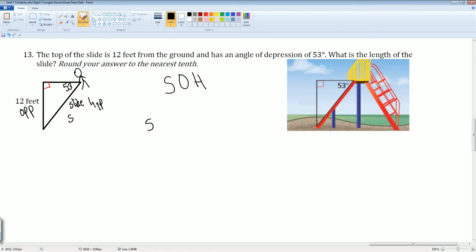I can write sine of 53 degrees is equal to opposite, which is 12, divided by hypotenuse, which is S. I'm trying to get S alone, so I'm going to multiply both sides by S. Please understand S over S, right? S over S is just 1, so this cancels out.